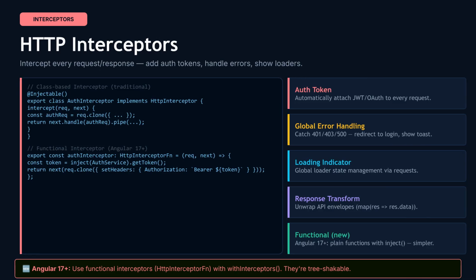HTTP interceptors globally manage requests and responses. They are commonly used for adding auth tokens, implementing loading indicators, and global error handling. Angular 17+ introduces simplified functional interceptors using inject for dependencies, making them much cleaner and tree-shakeable.